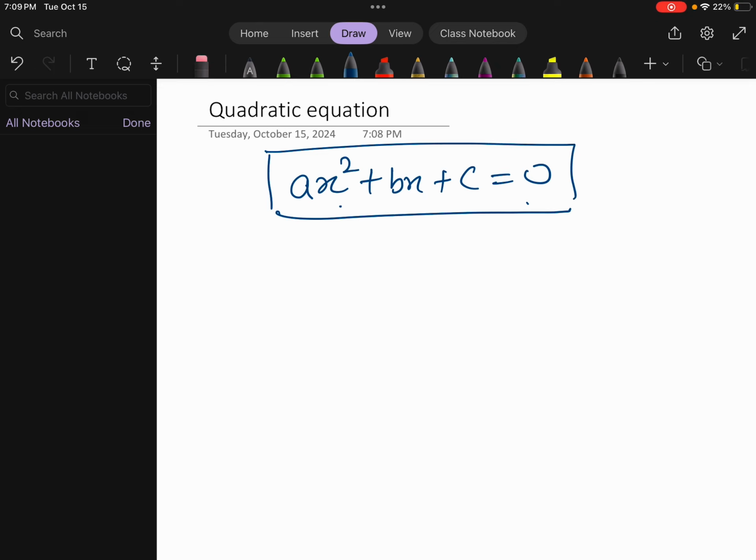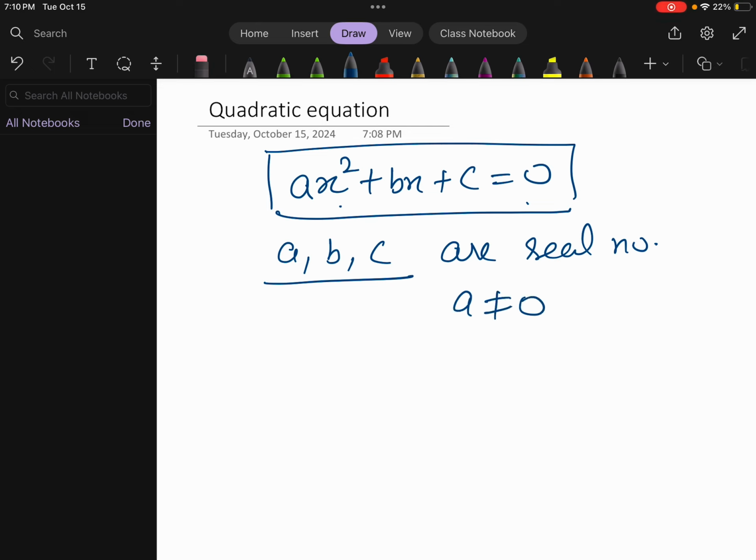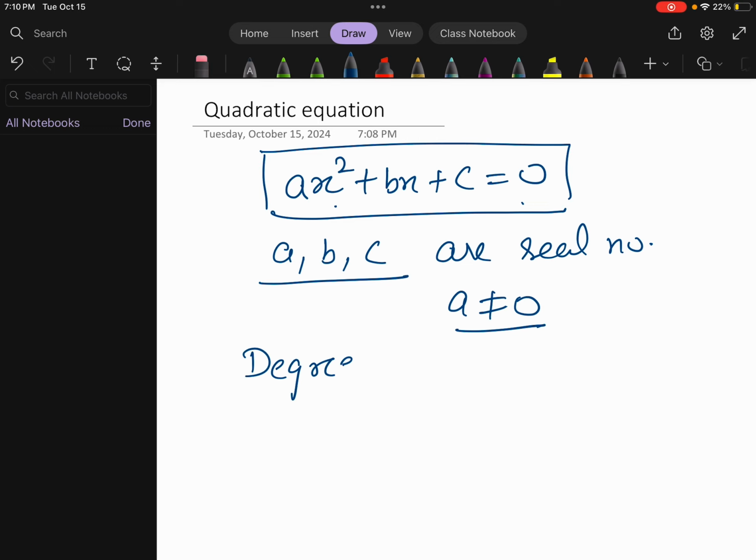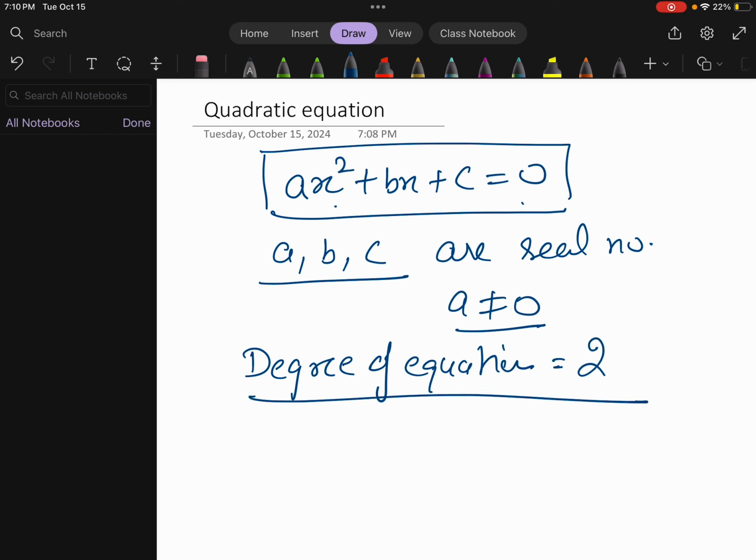So this is an equation where we have the variables a, b and c. These variables are real numbers, where a is not equal to 0, and the degree of the equation is equal to 2. So that is known as the quadratic equation.